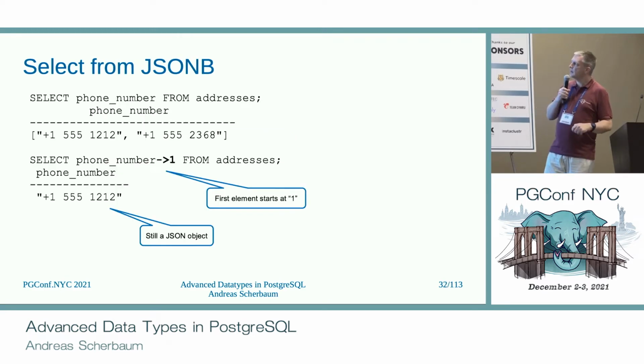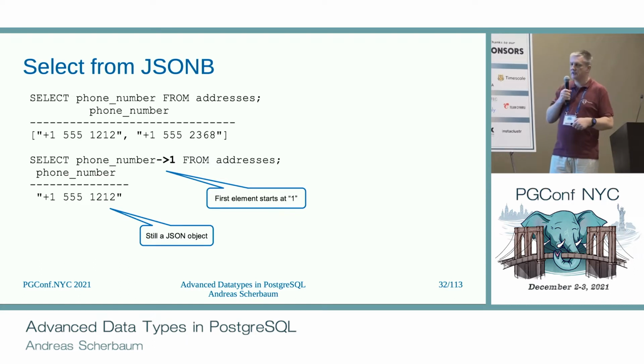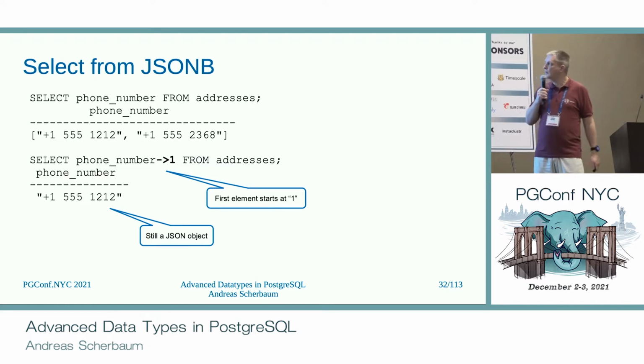When I select it, I again have an array here, no, I have a JSONB field here. Postgres recognizes this as a JSONB field. It's not a text field, it's JSONB still. Again, you can select specific fields out of it. Again, it starts by 1, not by 0. And what we get returned here is still a JSON object. So you see we have double quotes around it. It's a JSON string.